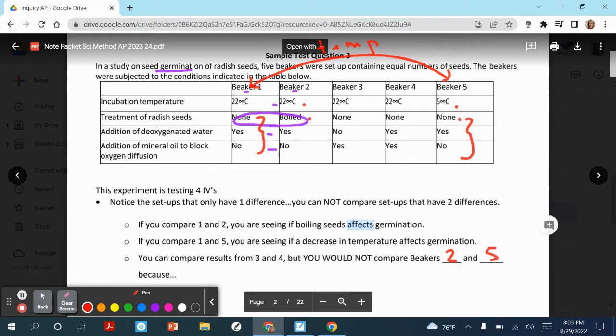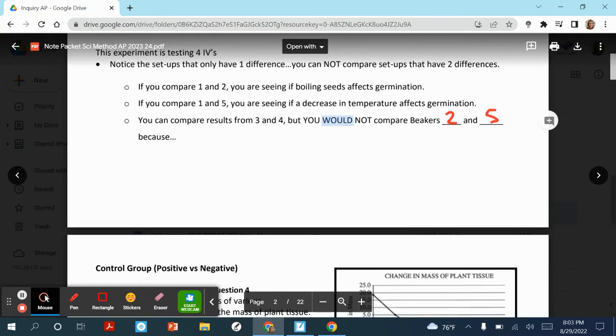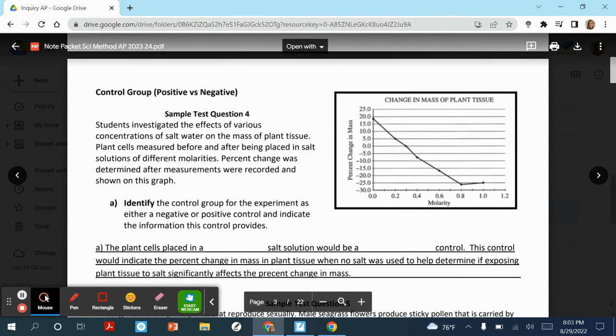Okay. All right. Moving on to our next page. I wanted to give you a little more practice with that positive and that negative control group. So let's take a second to get familiar with this experiment. We want to see if different concentrations of salt water affect the mass of plant tissue. So we measure the mass before, and then we expose them to solutions that have different concentrations of salt. And we look at what happens and determine the percent change in mass of the plant tissue. So did mass increase or did mass decrease?